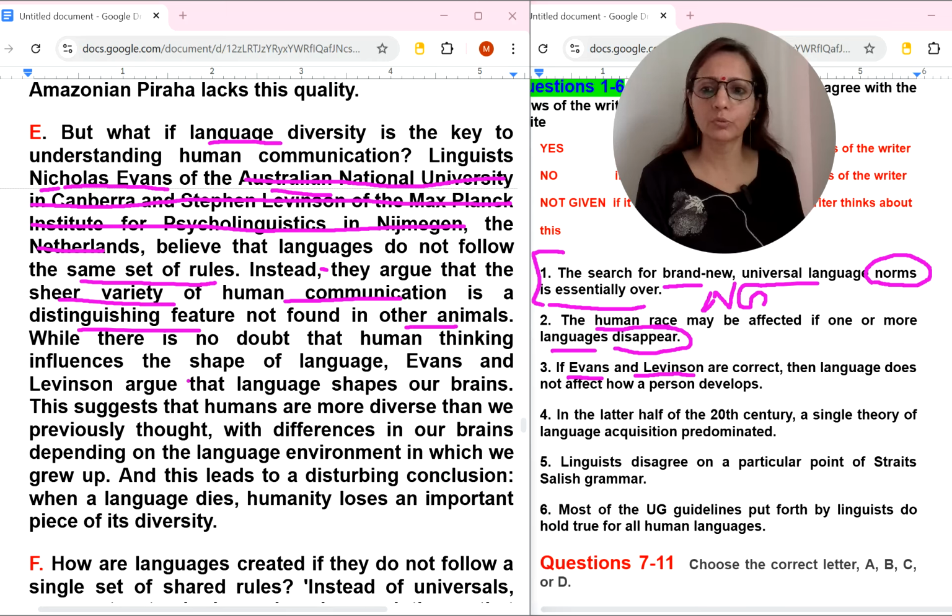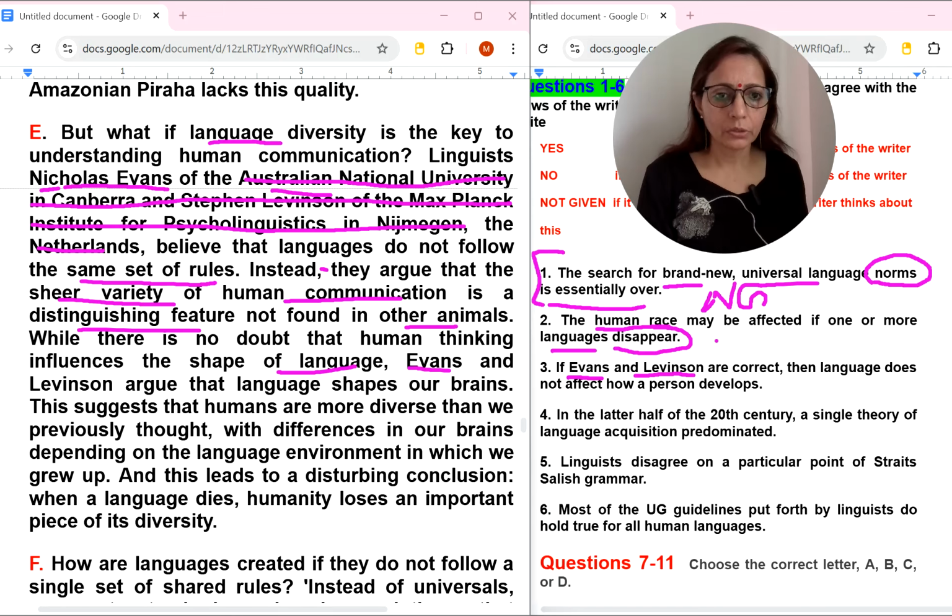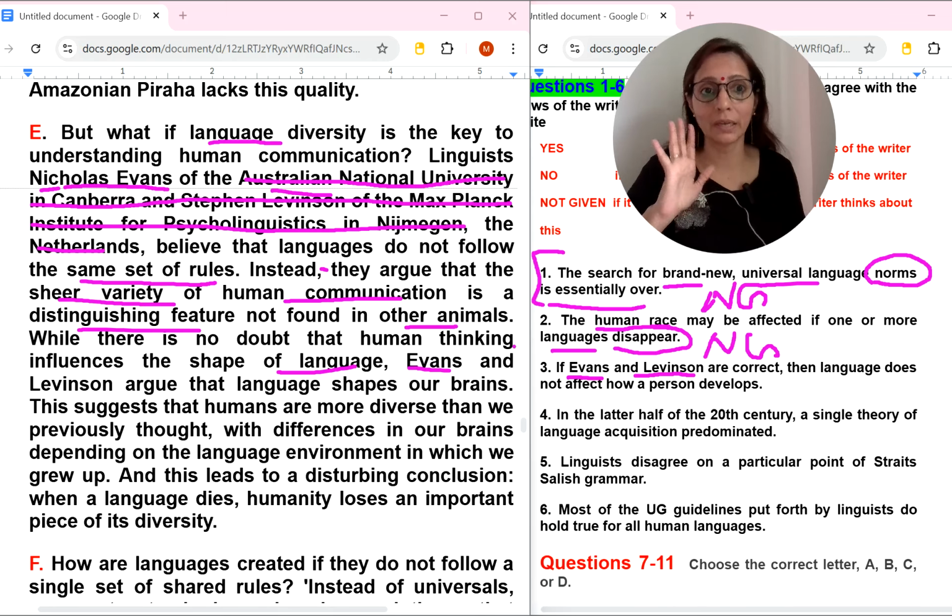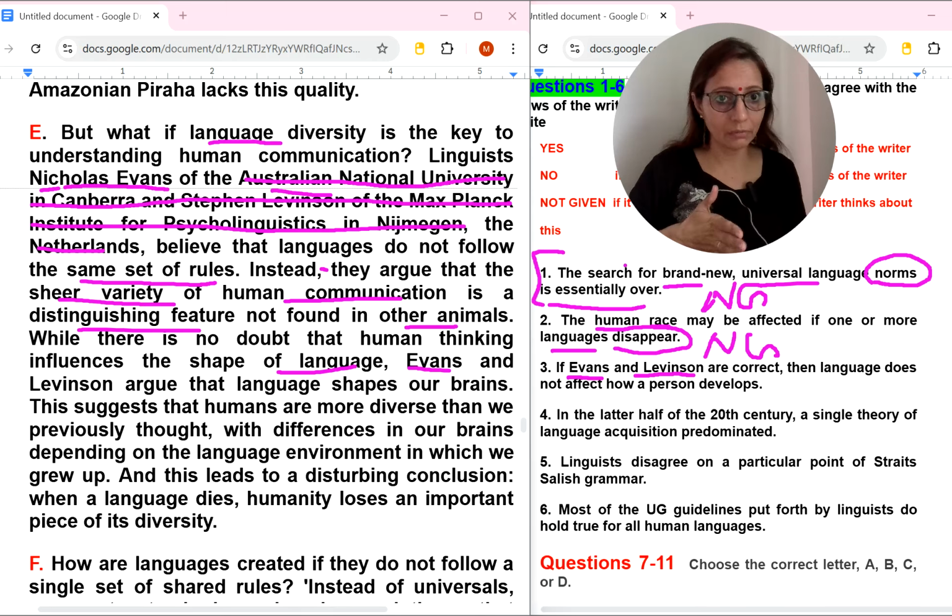While there is no doubt that human thinking influences the shape of language, Evans and Levison. Okay, I think they have started talking about third number. So second number, till now we can put it as not given, if we get the location of second number in a further paragraph, because exceptions are always there, as I told you. Yes, no, not given, true, false, not given, they are in order, but exceptional cases are always there.